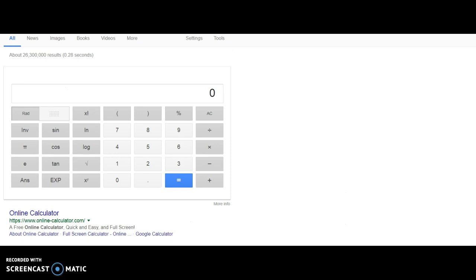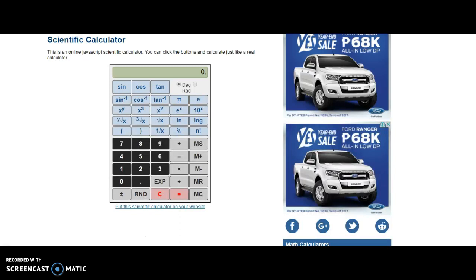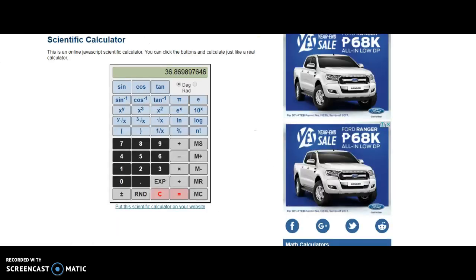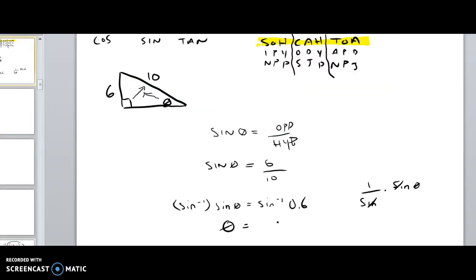So what I'm going to do now is, with this calculator, sine to the negative 1, arcsine, of 0.6 is equal to, that other calculator was in radians, I'm not sure how to use it. So anyway, let's just go back to this one, I found this one online. 0.6 and then hit sine to the negative 1, and we find out that the measure of this angle is 36.9 degrees. So this angle is 36.9.